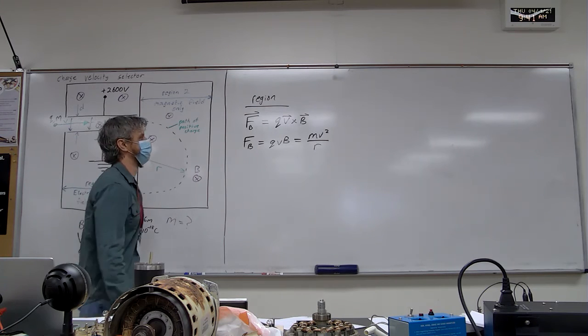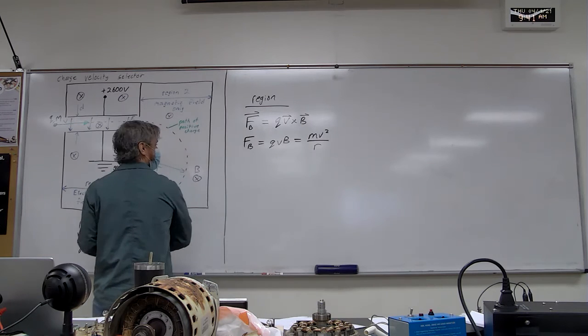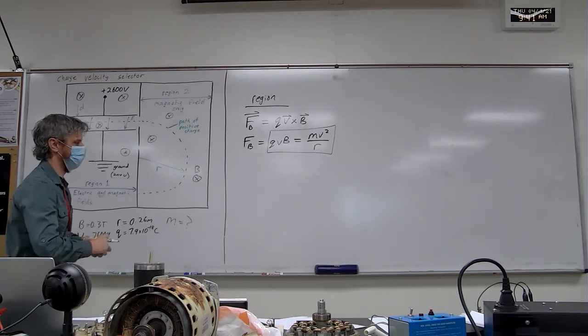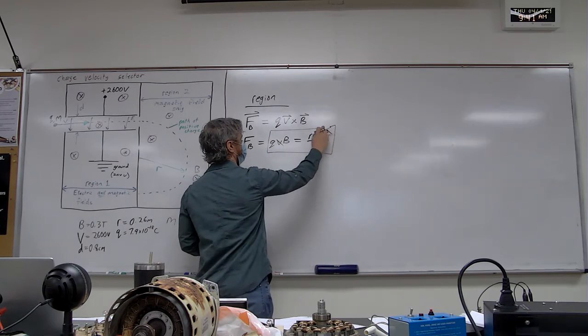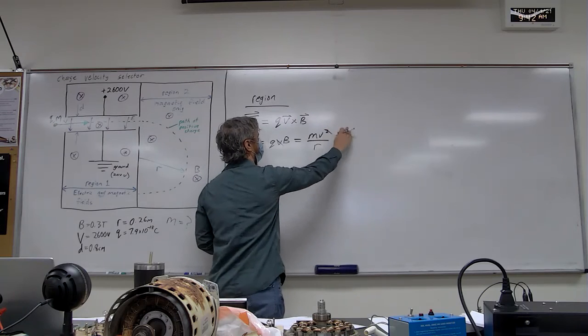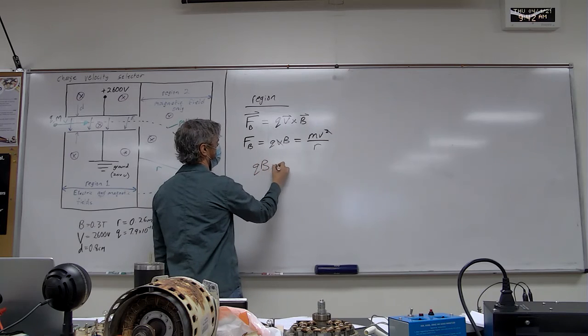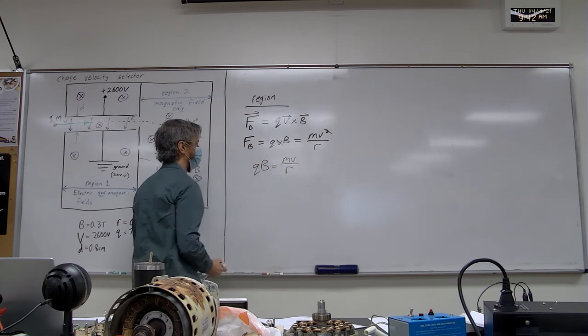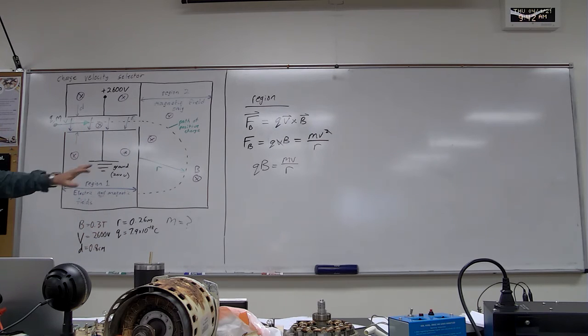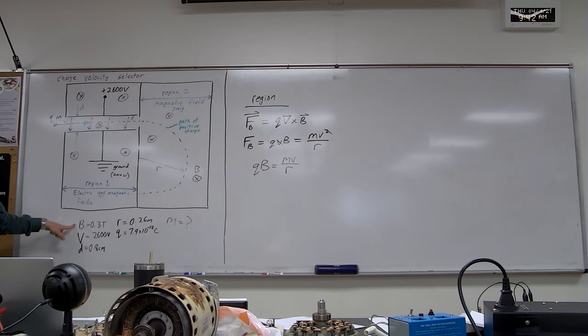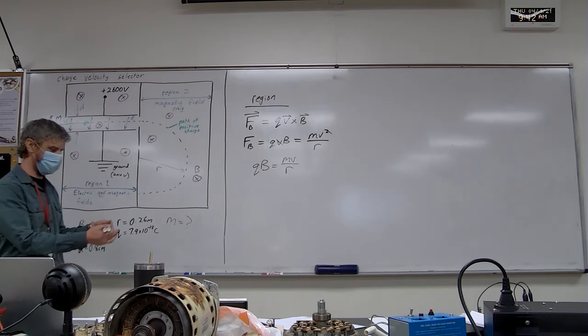So here's an equation that involves mass. I can simplify: one of the velocities cancels from the left side, so I get QB equals mv over r. What's my problem though? To solve this for mass, I need to know the charge, the magnetic field, the radius of curvature, and the velocity. Not the voltage, the different V's.